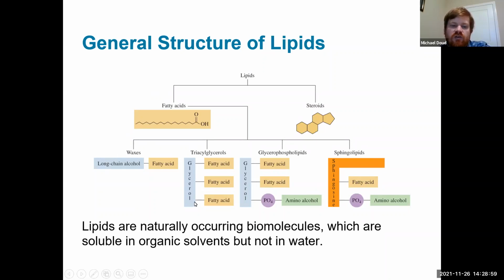Triacylglycerols have a glycerol component, which is a trialcohol compound that's esterified 3 separate times to 3 different fatty acids. Glycerophospholipids are similar, where they have that same trialcohol glycerol that we'll show soon, but it is bonded to 2 fatty acids and then 1 phosphate and amino alcohol structure. And then finally, sphingolipids have a somewhat similar structure to glycerophospholipids, but they only have 1 fatty acid, and you have this sphingosine backbone. We'll talk more about that as we go on.